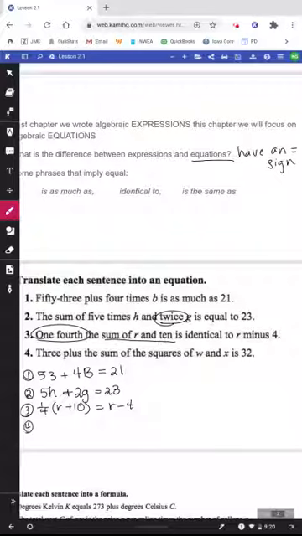Number 4, 3 plus the sum of the squares of w and x is 32. So we have a lot going on here. We have 3 plus first, and then we have the squares of w, so w squared, and summed with x squared is 32, so equals 32.